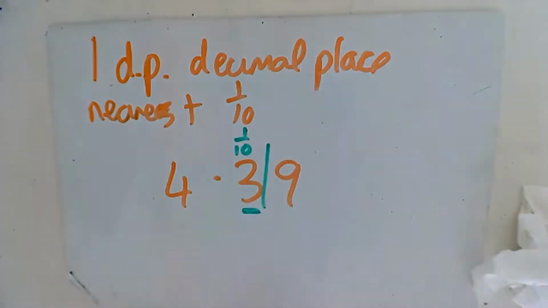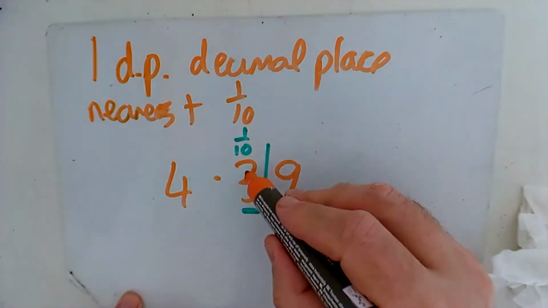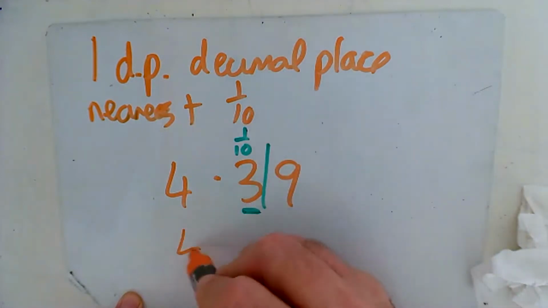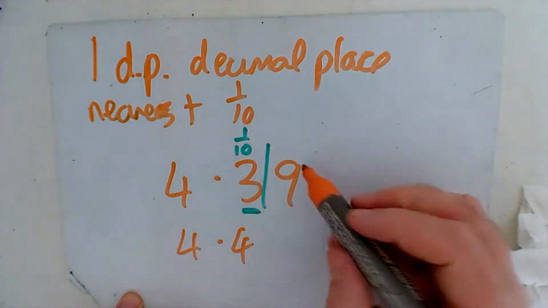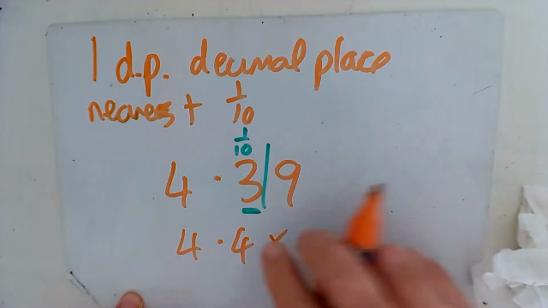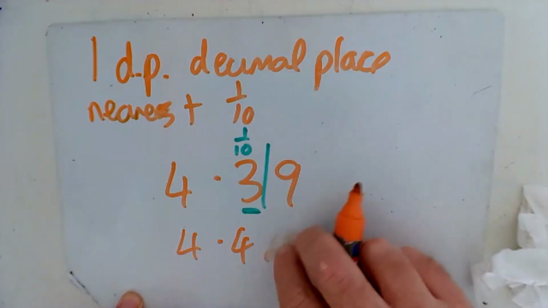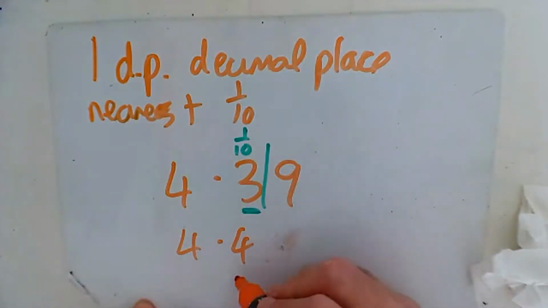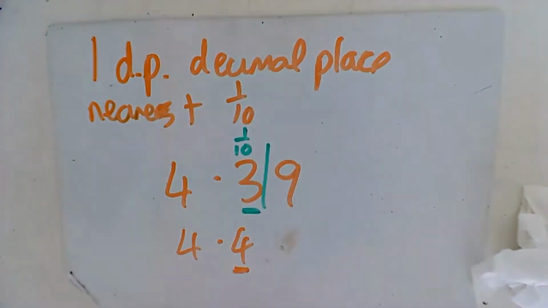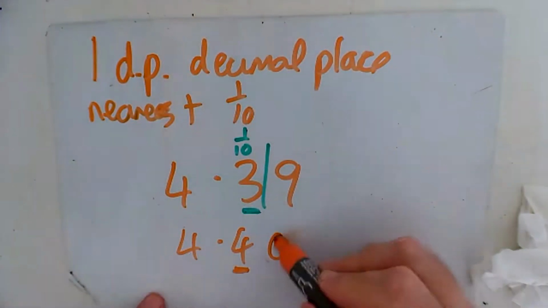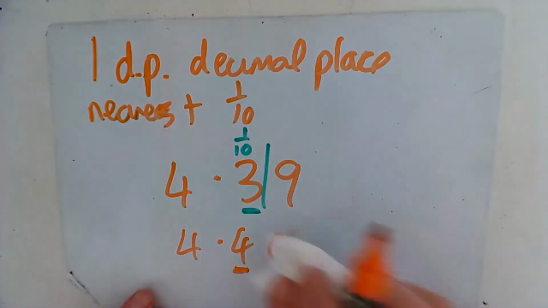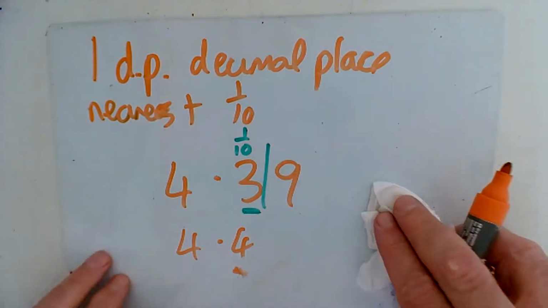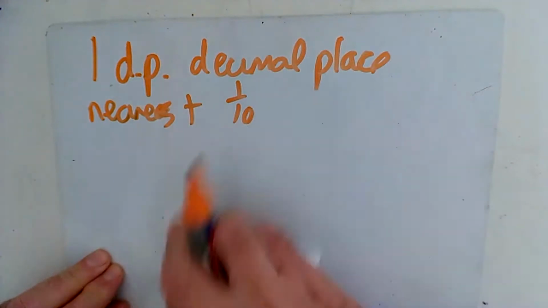And then we put our line here. Does the 9 affect the 3? It does. So that means this becomes a 4, 4.4. In these ones, we do not put the 0. If they ask for 1 decimal place, we only put one number after the decimal point. If you were to put another 0 there, actually that would be wrong. So remember, to decimal places, you only give them what they've asked for.